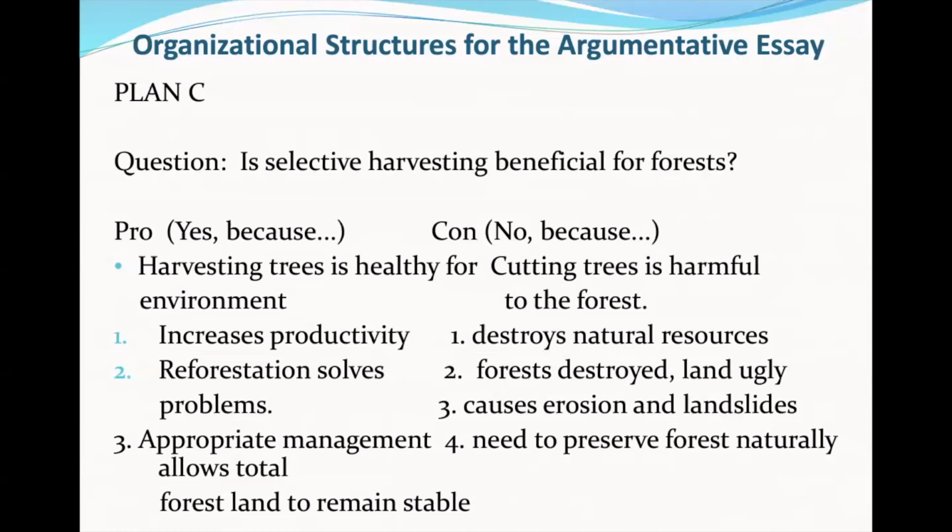Deforestation solved problems. When forests are destroyed, they are already ugly, correct? And it will cause erosion and landslides. For number 3, appropriate management allows total forest land to remain stable. So if you cut trees and you replace the trees, then the forest will remain stable, and you need to preserve forests naturally.